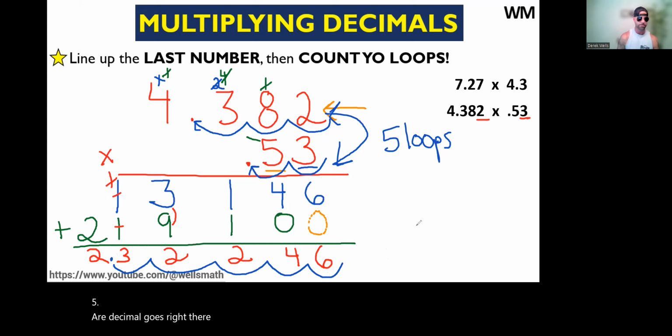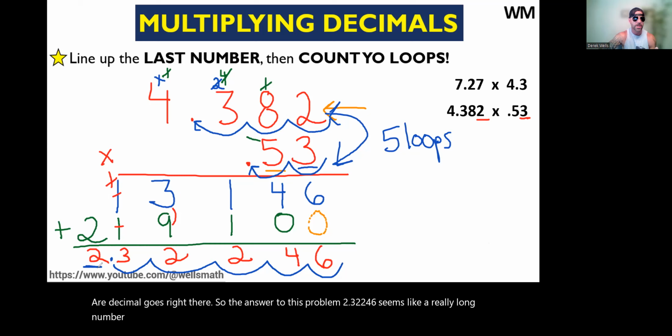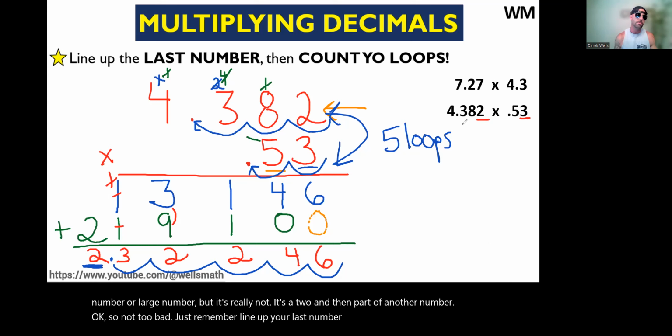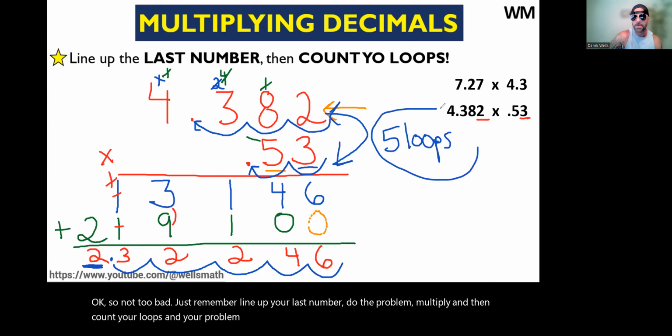So the answer to this problem is 2.32246. Seems like a really long number or large number, but it's really not. It's a 2 and then part of another number. Okay, so not too bad. Just remember, line up your last number, do the problem, multiply, and then count your loops in your problem, and then put that many loops in your answer.